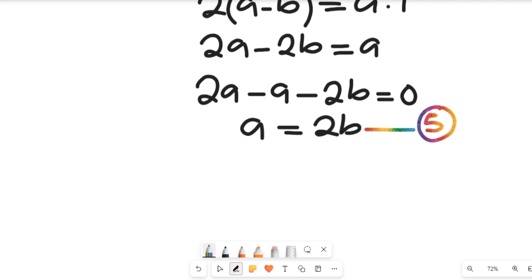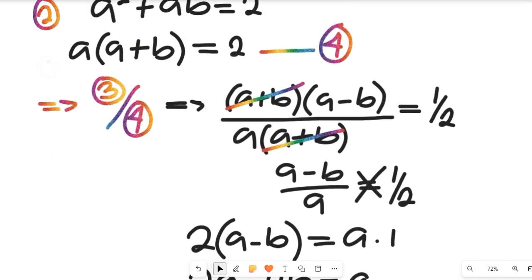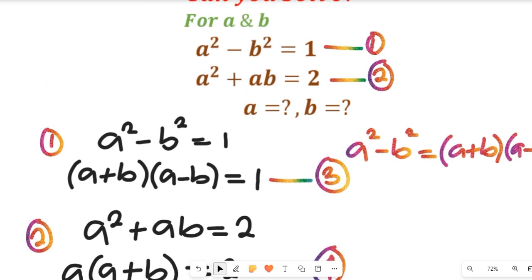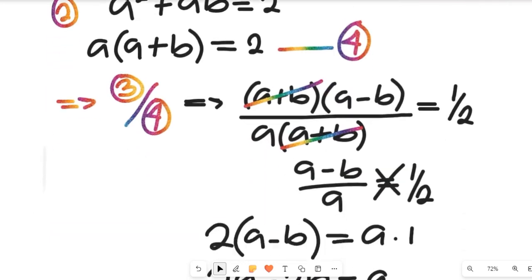Now you come to see that we have already automatically gotten a value of A, and our A is equal to 2B. So we'll consider that as equation 5 because we don't know what the value of B is. Now let's look at equation 5. We are going to substitute the value for equation 5 into equation 1. And what is equation 1? From equation 1, we are given A squared minus B squared equal to 1.